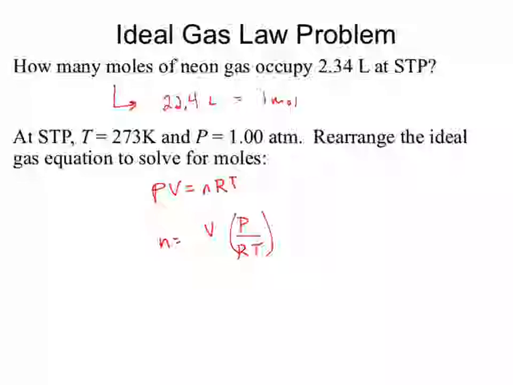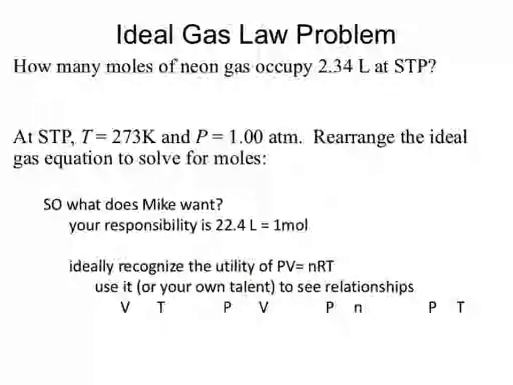So what do I really want? Your responsibilities are 22.4 liters equals 1 mole for gases at STP, and then recognize the utility of PV equals nRT. It allows you to see the relationship between volume and temperature, pressure and volume, pressure and moles, all that fun stuff, so that you can do numerical relationships and come up with those numerical answers relatively quickly and easily. If you choose to not use it, that's fine. That's your choice.